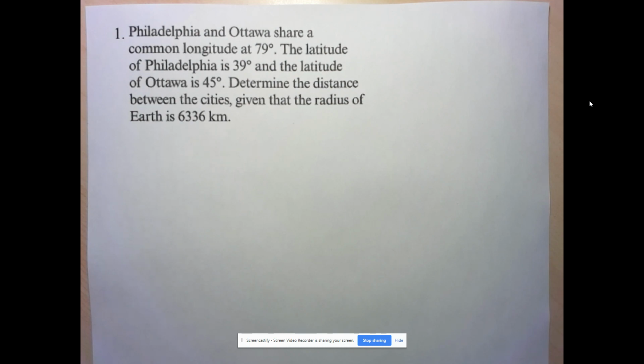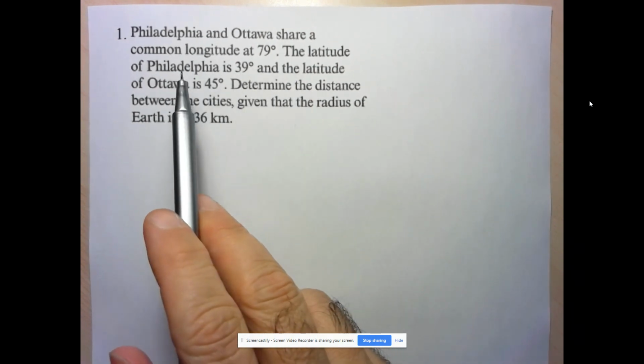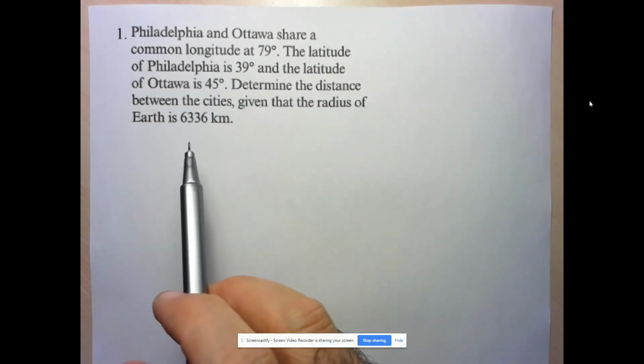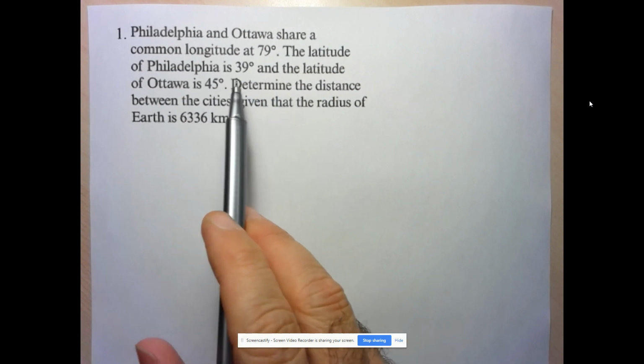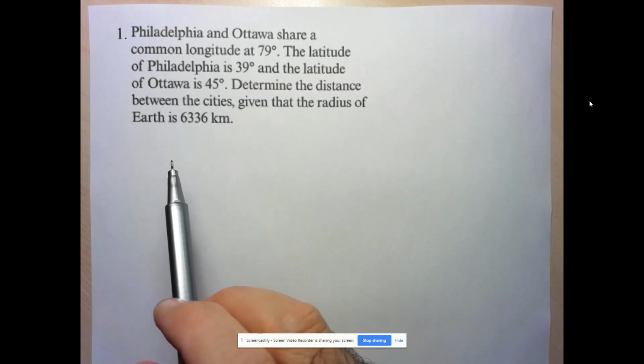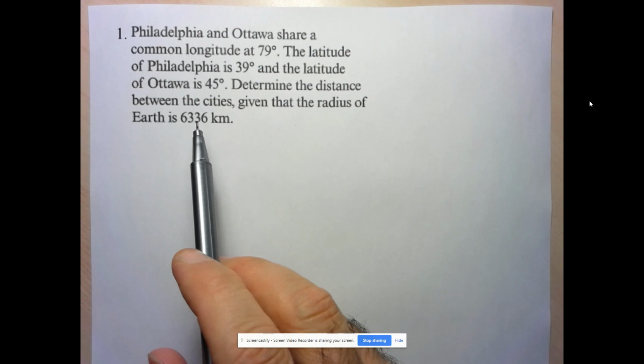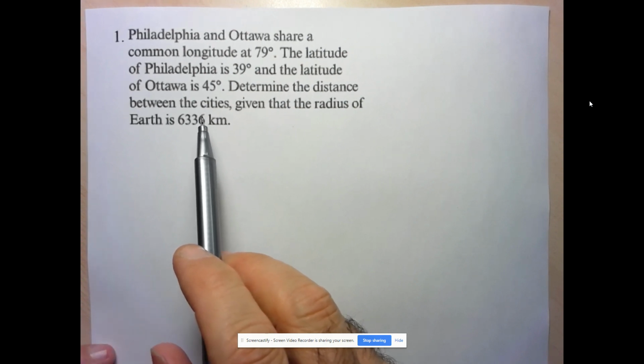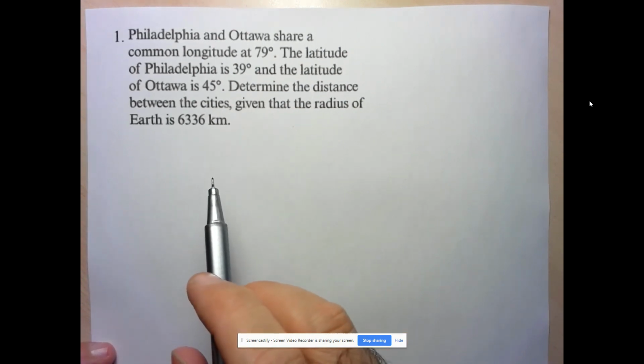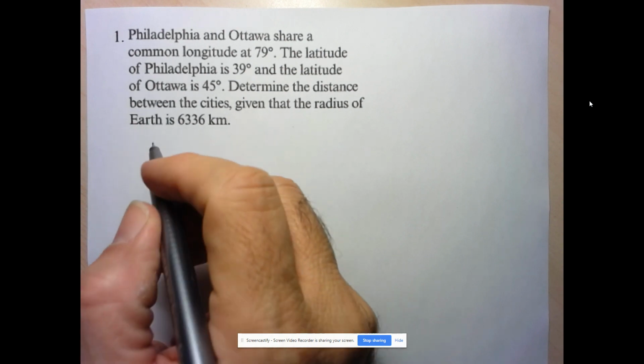Hi folks, we're going to take a look at number 1 from the Unit 4 assignment sheet. So let's read the question. It says Philadelphia and Ottawa share a common longitude at 79 degrees, and the latitude of Philadelphia is 39, Ottawa is 45, and they want to determine the distance between the cities, and they give us the radius of the Earth. So I think the best way to approach this is to first start with a diagram.